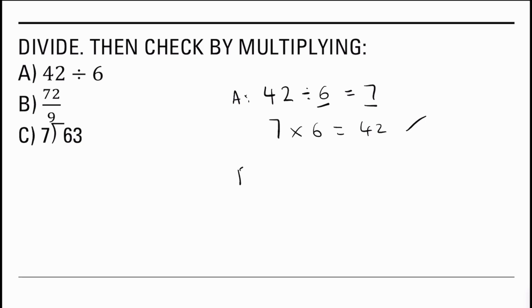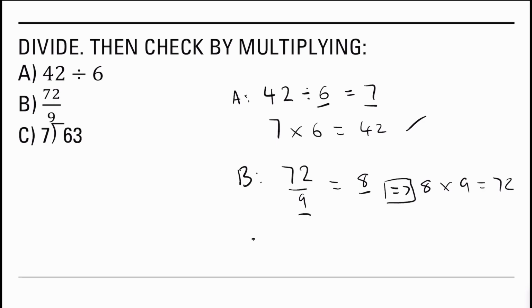So for B, 72 divided by 9. Well, I know that 72 divided by 9 is equal to 8. So I should be able to multiply the 8 and the 9 together and get back 72. And so this is a little therefore symbol. And so 8 times 9 equals 72, and that is correct. So I know that that's the answer there.